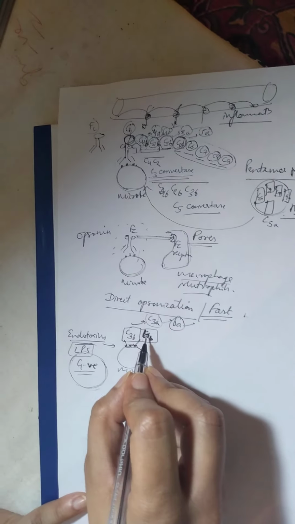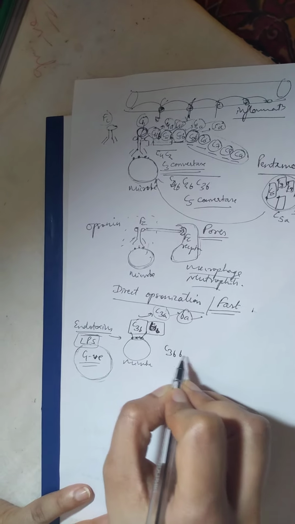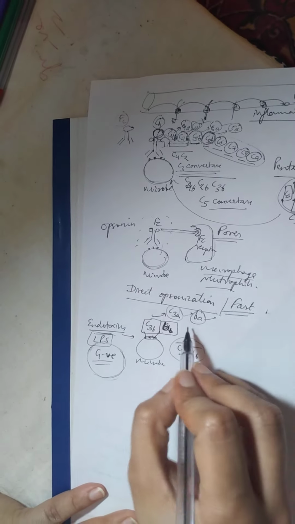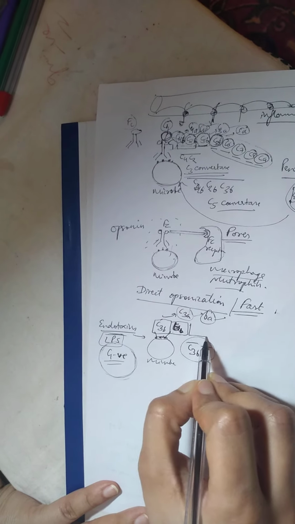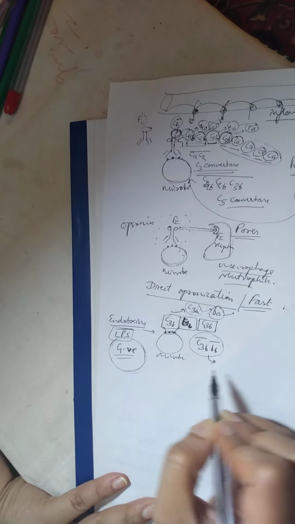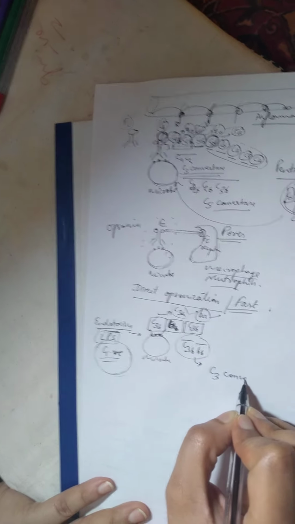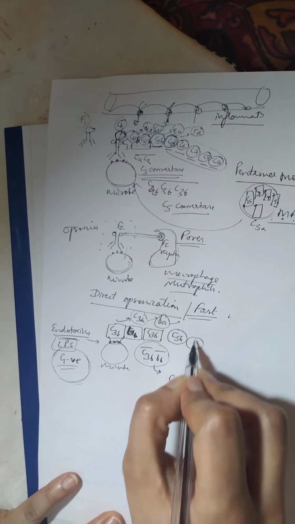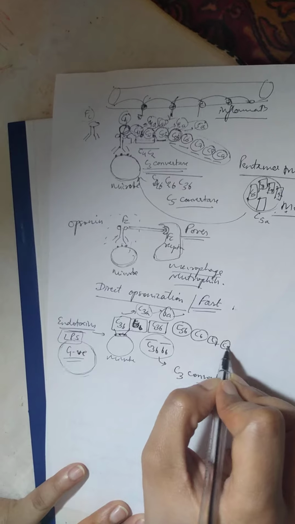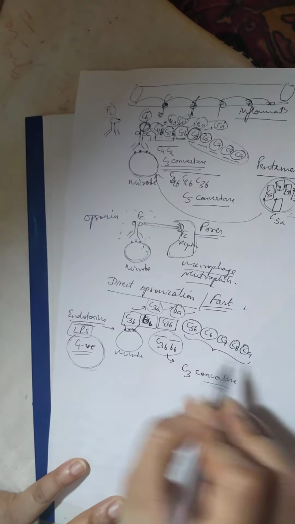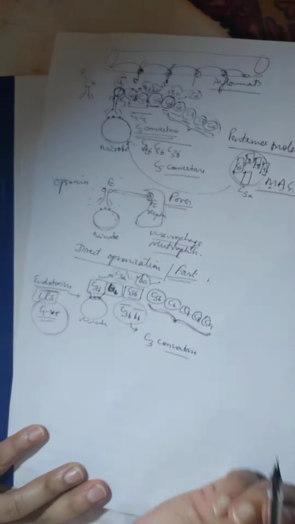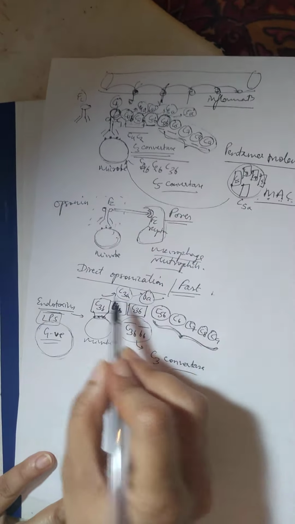Now this C3b and the Bb, as a complex, will activate another C3b. Hence this can also be known as the C3 convertase. Alright. Now again this will activate the C5b, then C6, C7, C8 and C9. So the last or terminal steps remain the same. Only the initial steps are different.